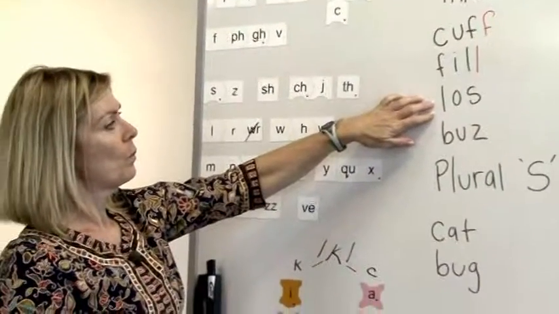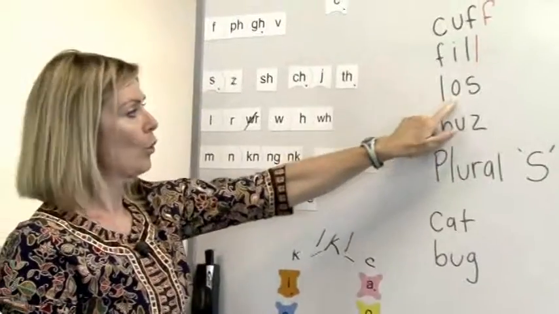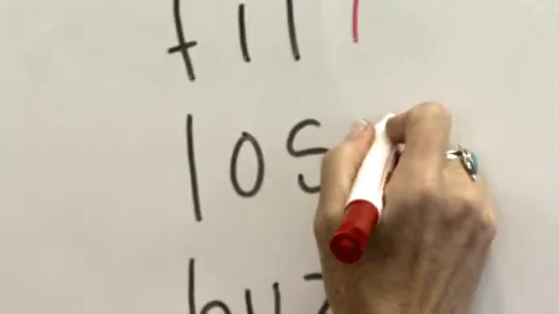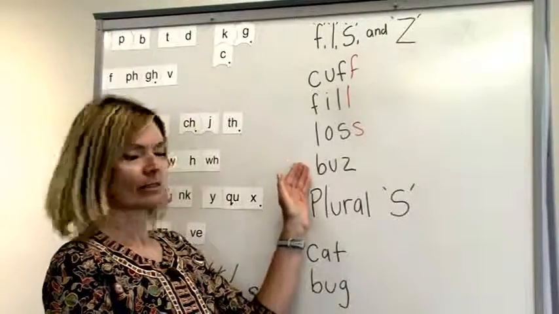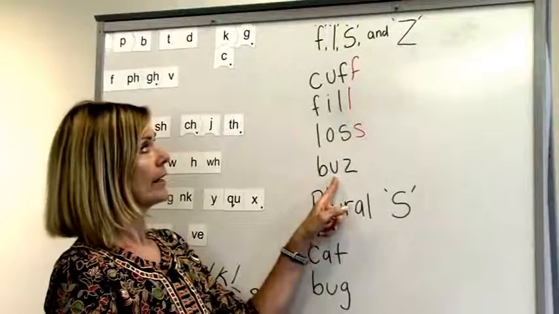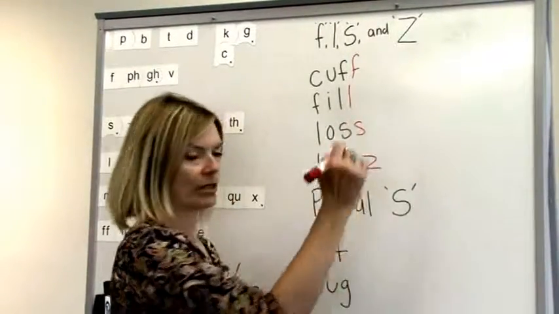With the O. Loss, single syllable word, one short vowel, ending in F, L, or S in this case, we double it. Buzz, single syllable word, one short vowel, ending in F, L, S, or Z, double it.